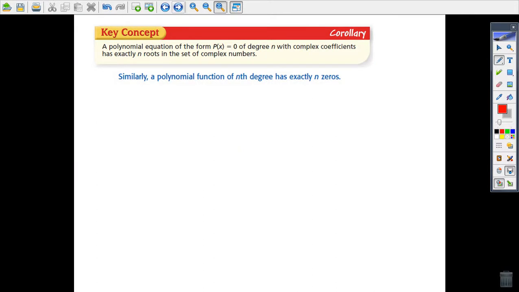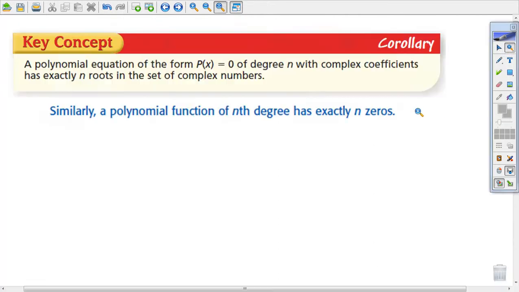Okay, key concept number 2, which I've already told you a whole bunch of times. This is the corollary to the fundamental theorem of algebra. A polynomial equation of the form p of x equals 0 of degree n with complex coefficients has exactly n roots. What that's really saying is this: a polynomial function of nth degree has exactly n zeros.